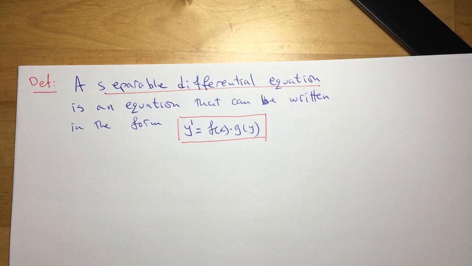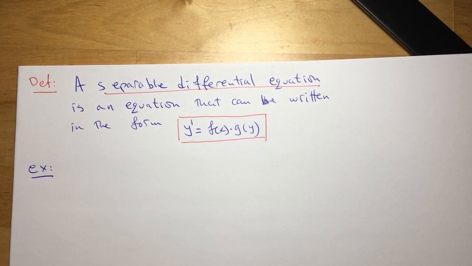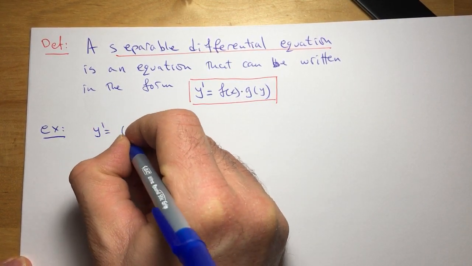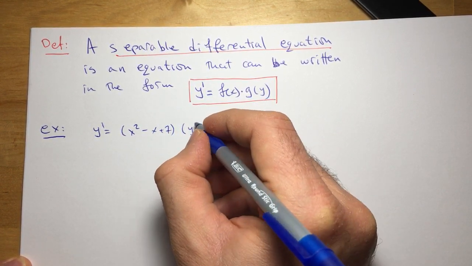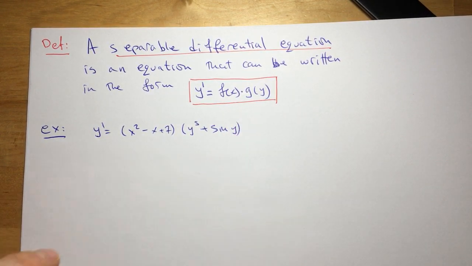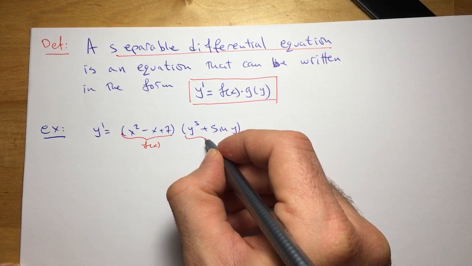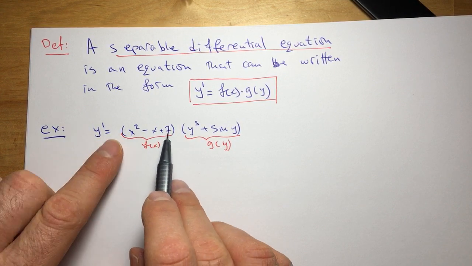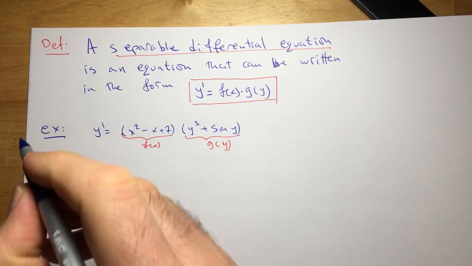Okay? So, for example, here I'm just going to list a few examples of differential equations. y prime is equal to (x squared minus x plus 7) times (y cubed plus sine of y). Okay, so this is f of x, this is g of y. You see, this factor is solely in terms of x, and this factor here is solely defined in terms of y.